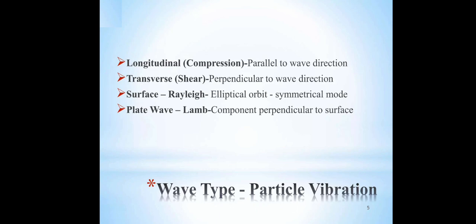Transverse or shear wave. They are used for most angled beam testing in ultrasonic flaw detection. Shear waves have a slower velocity and shorter wavelength than longitudinal waves of the same frequency.